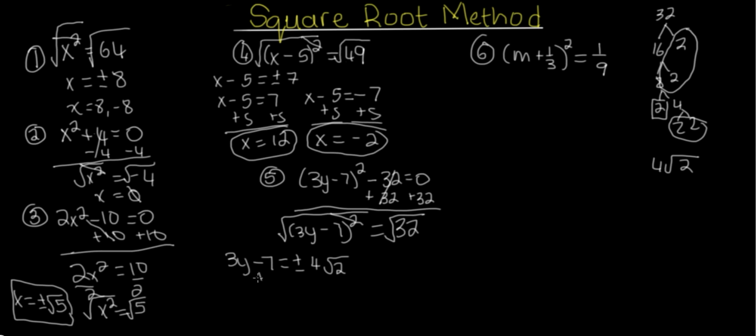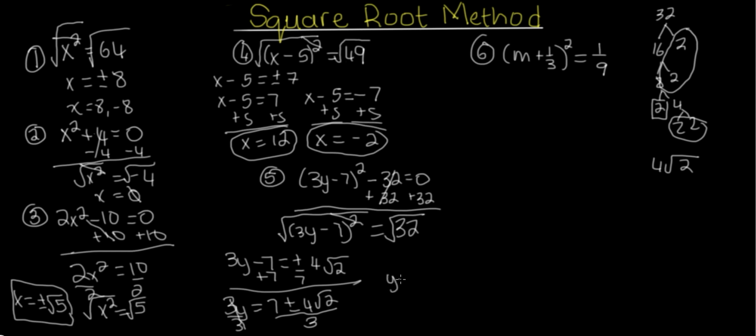Next, I need to continue solving for y. So I'm going to add 7. I'm not going to split this up. You can, but I'm not going to do that just because I already see you can't really add this to the 7. We're just simplifying as much as we can. You do want to put the 7 in front of the plus or minus though. So here I have 3y equals 7 plus or minus 4 square root of 2. Divide by 3, divide by 3.